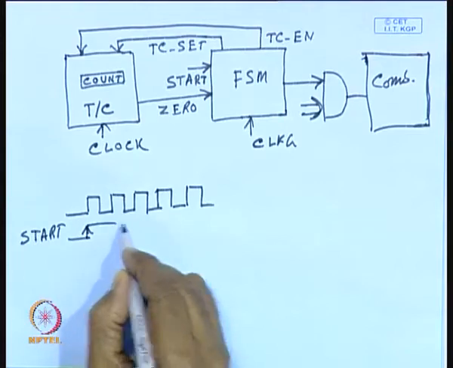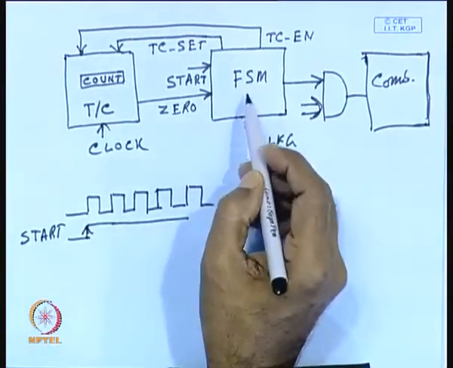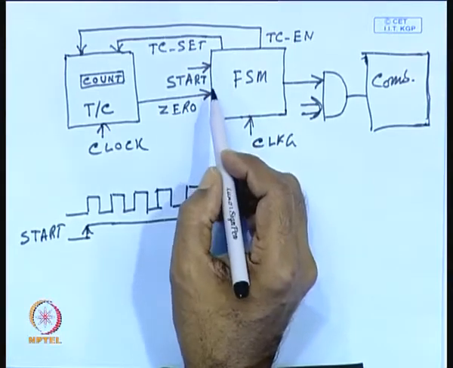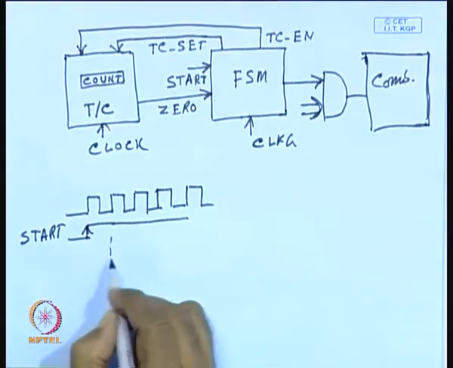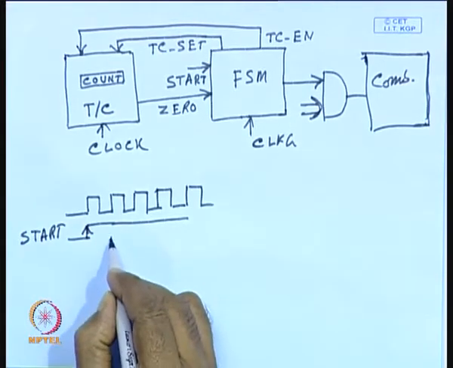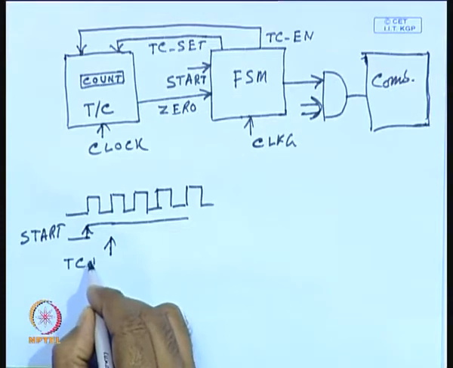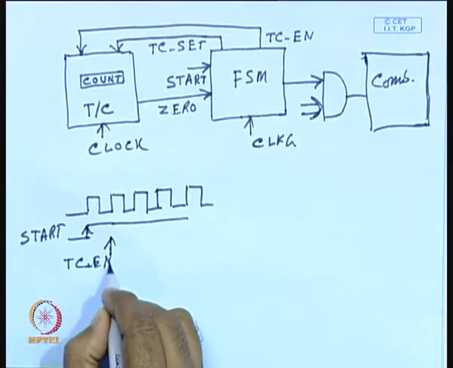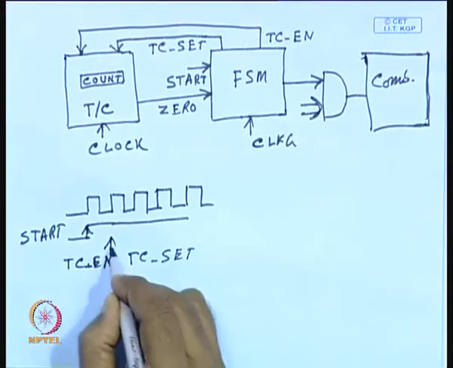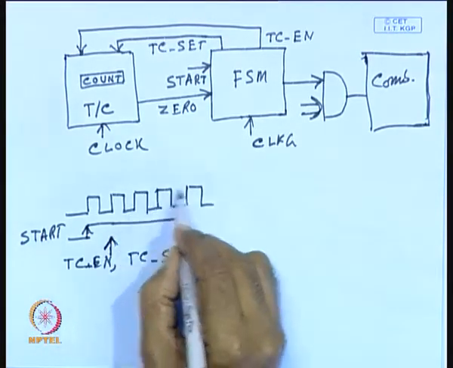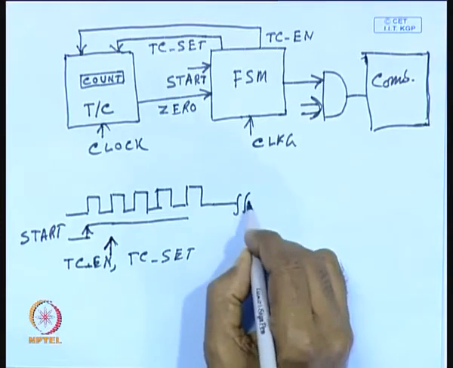So, the start signal is applied, and in the next cycle the finite state machine will go on to generate this TC set and TC enable. At this point of time, the timer counter is enabled, TC enable and TC set signals are generated, and now the countdown takes place. This countdown can take place for a long time.